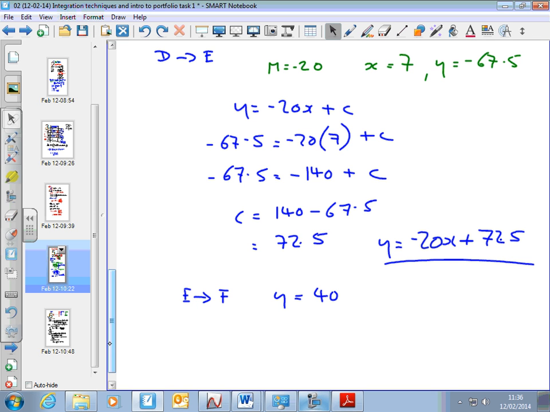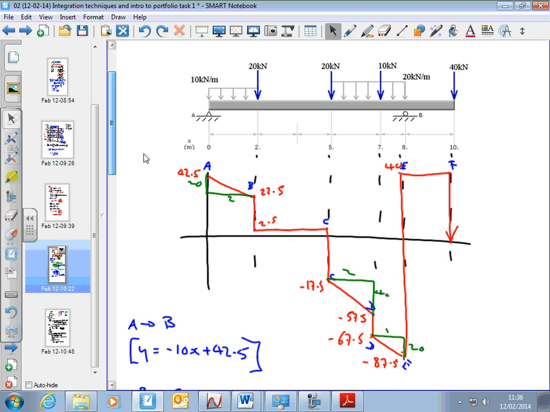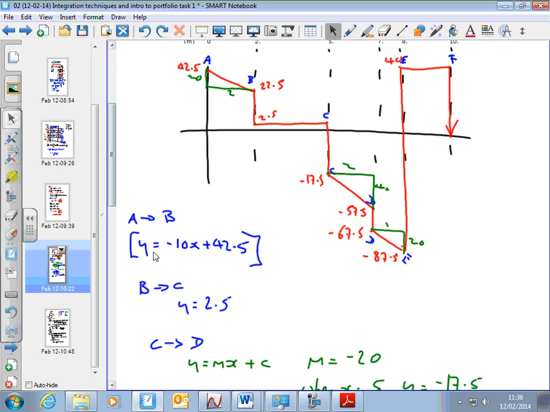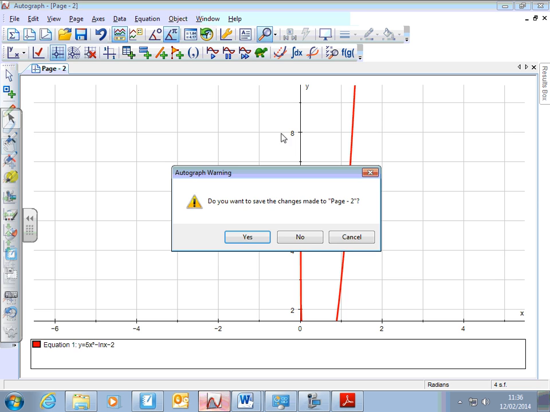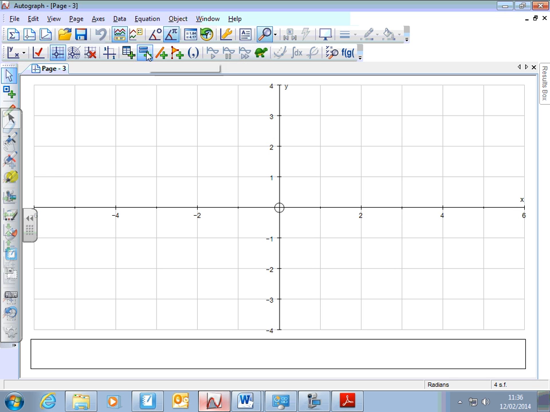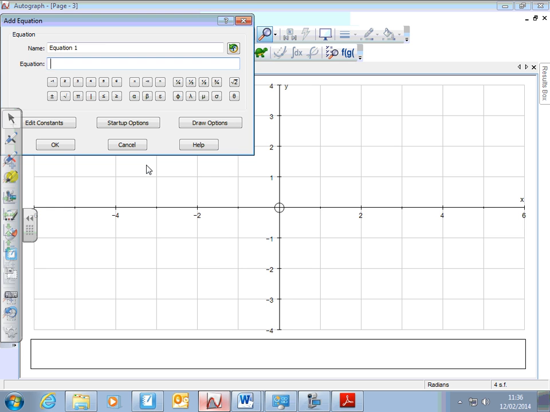So let me just show you this first one on Autograph, and then you can try for yourself for the other ones. So firing up Autograph, the first one I want to put in is from A to B, which is this one. So I'm going to plot the line y equals minus 10x plus 42.5 in Autograph. So go to Autograph, start a new page, y equals minus 10x plus 42.5.